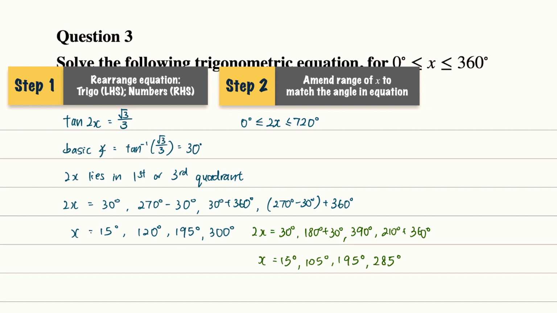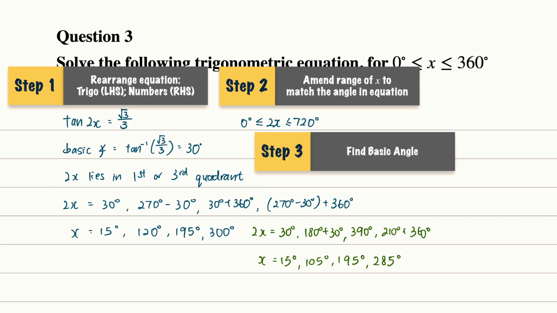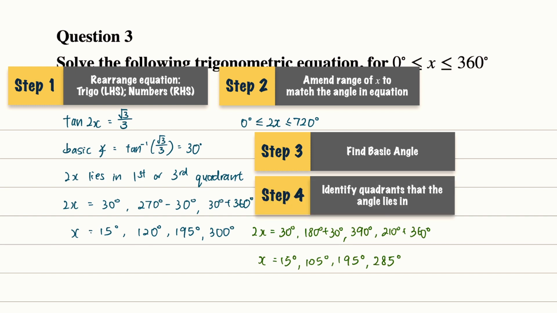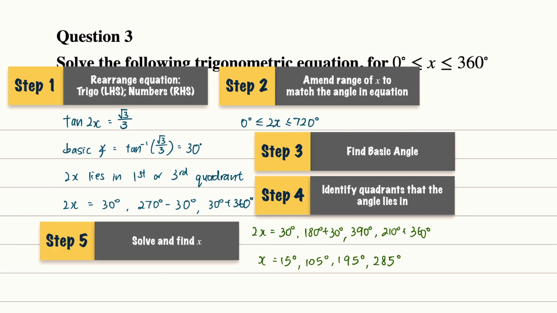Number 3, find the basic angle and remember to take the positive value of the trigo ratio. Number 4, identify the correct quadrants. And the last step is to solve for the unknown.